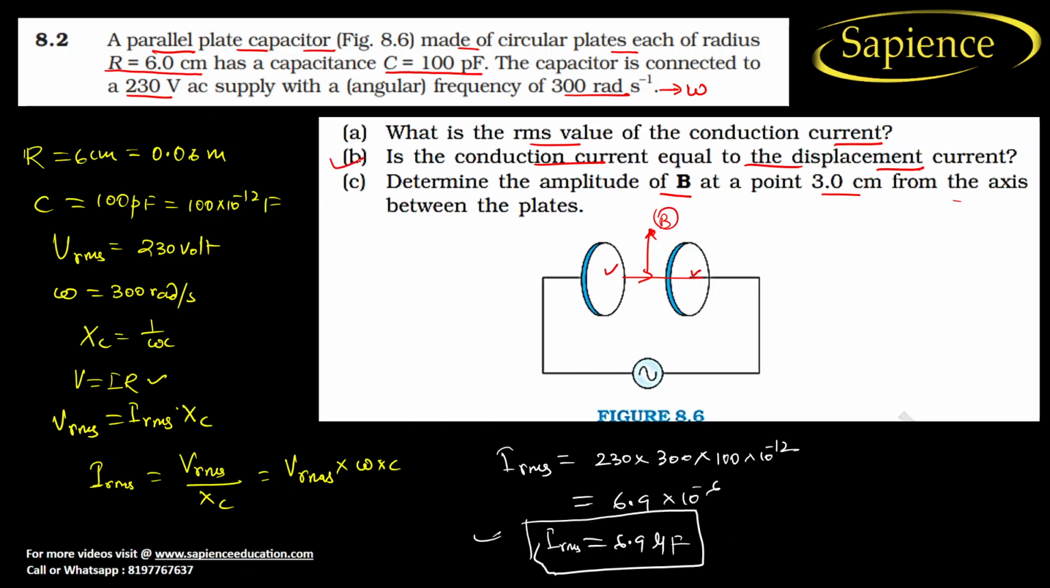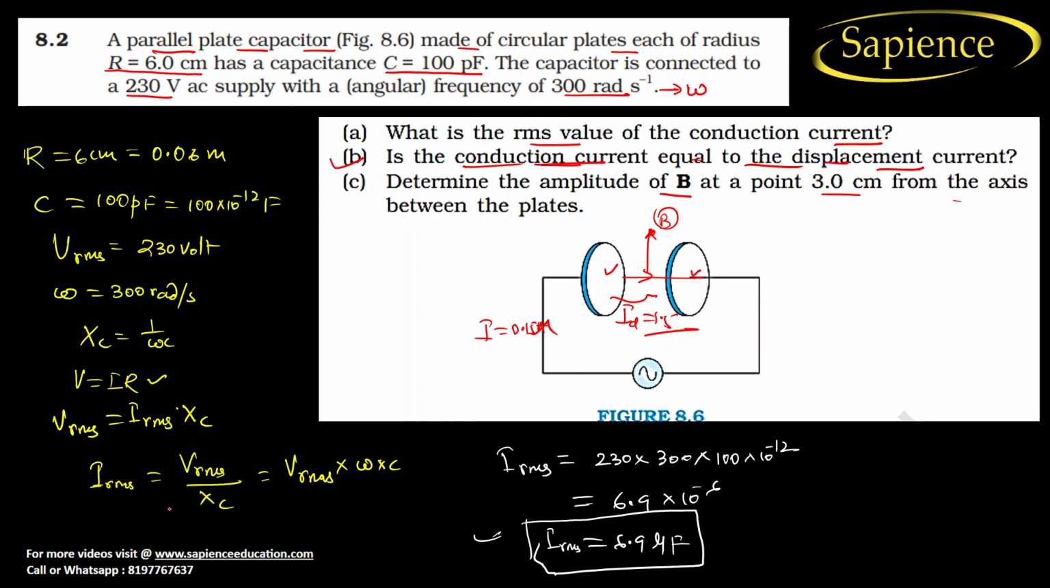Next problem, it is saying that B, that is the conduction current, is equal to the displacement current. Yes, the answer should be yes. Why yes? Because in the previous question I discussed that the conduction current is equal to 0.15 ampere. So here also the displacement current will be 0.15 ampere because it follows Kirchhoff's law. So you have to be very clear about this, right? So definitely it is yes here. So our answer for part B is yes.